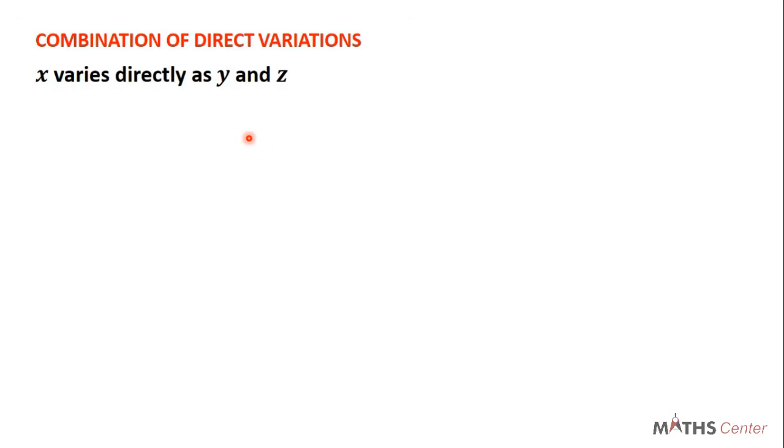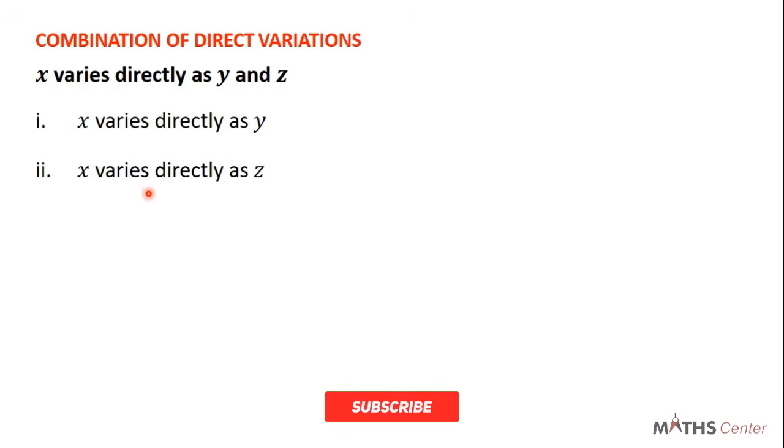We can break this statement into two parts. The first part is x varies directly as y, and the second part is x varies directly as z. From the videos on direct variations, we learned that if x varies directly as y, it's written as x is proportional to y. And if x varies directly as z, it's written as x is proportional to z. Now, because this is a joint variation, we have to join these two variations together.